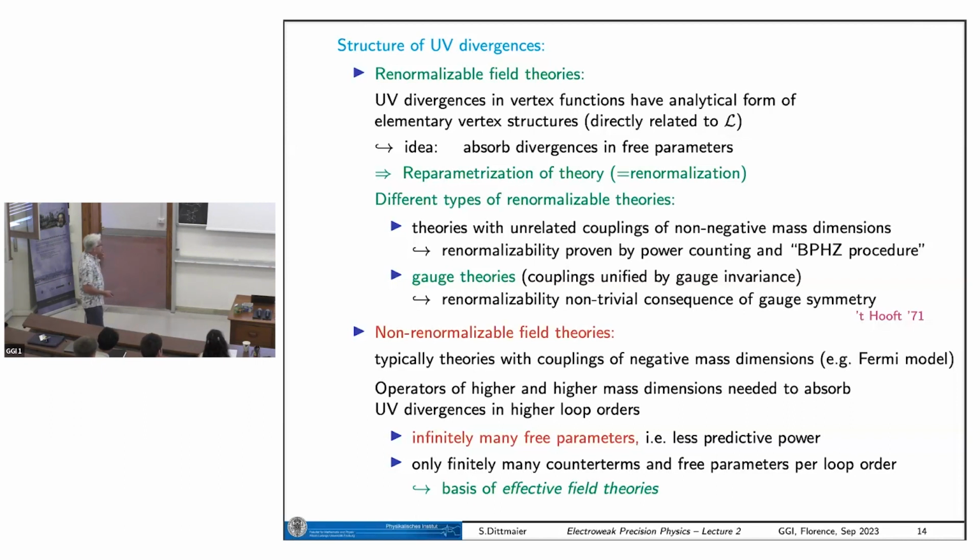Non-renormalizable field theories I will not talk about. These are, for example, theories like SMEFT, where you can still make sense of them if you restrict the validity of the model, let's say, to a certain momentum transfer inside a certain loop order. Then you also have finitely many constants that you can redefine to absorb divergences. But you cannot push this to infinite loop order. Otherwise, you would need infinitely many free parameters. Okay, these are things you will learn from Ilaria.